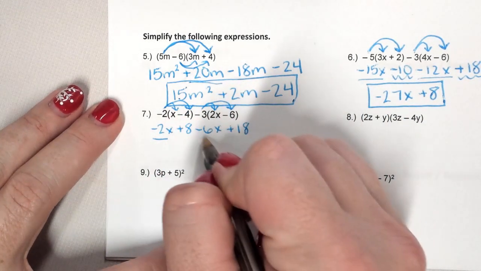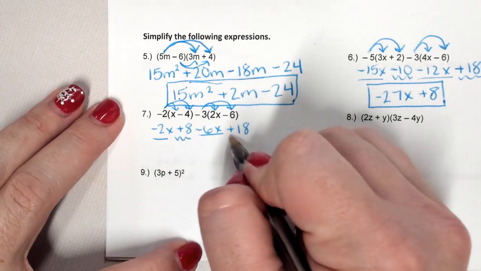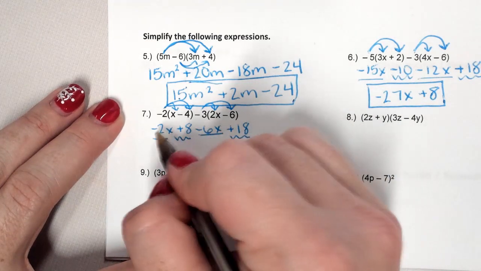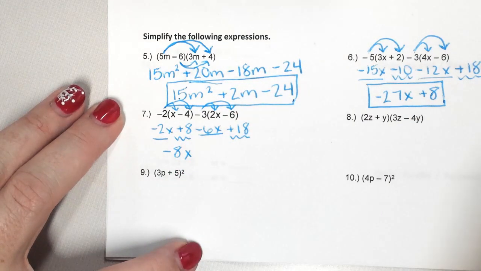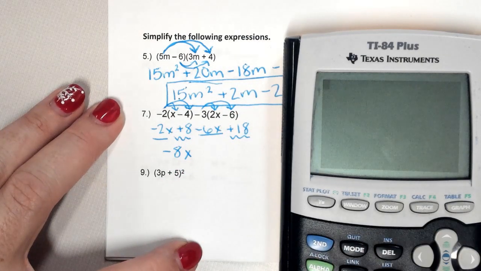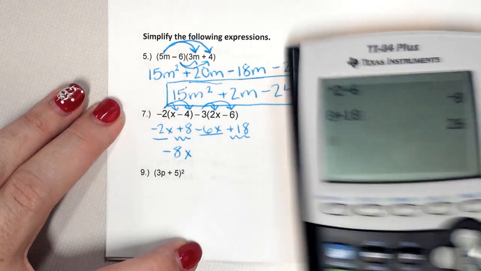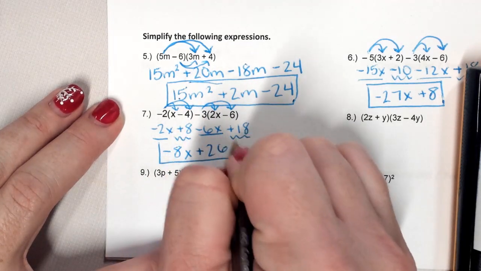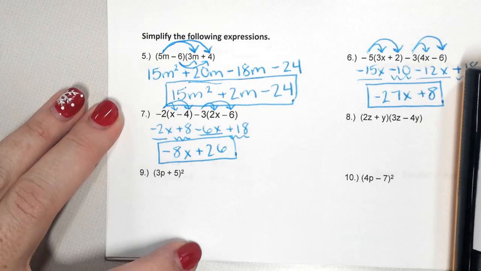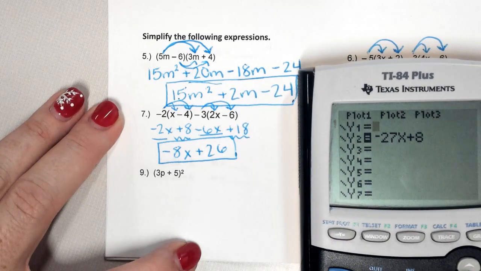Okay, like terms, like terms. So that gives me negative 8x. And then again, if you're struggling to use your calculator, negative 2 minus 6. Okay, and then 8 plus 18, so plus 26. And again, you could check your work the same way I've been doing.